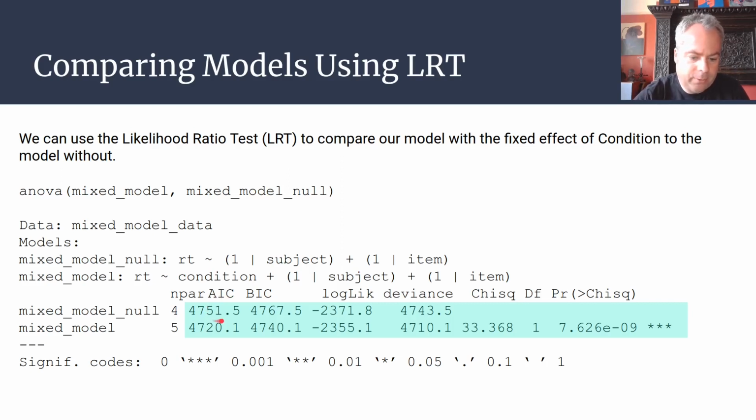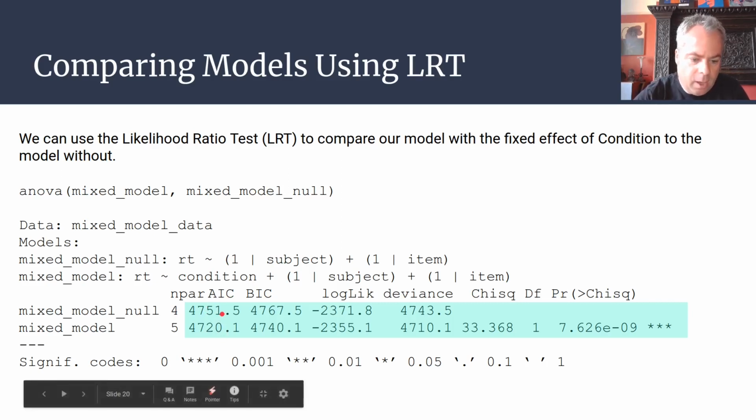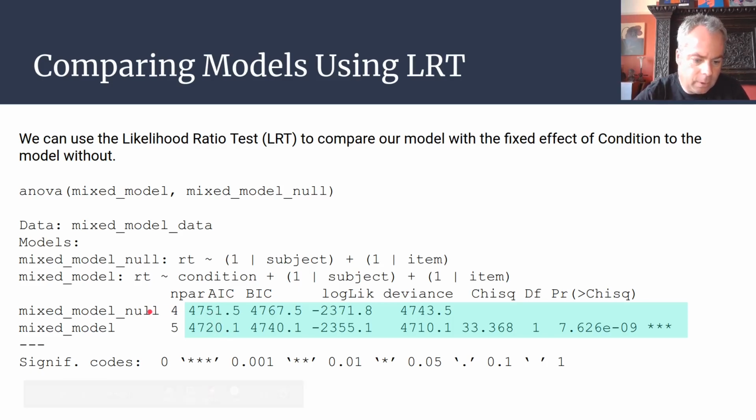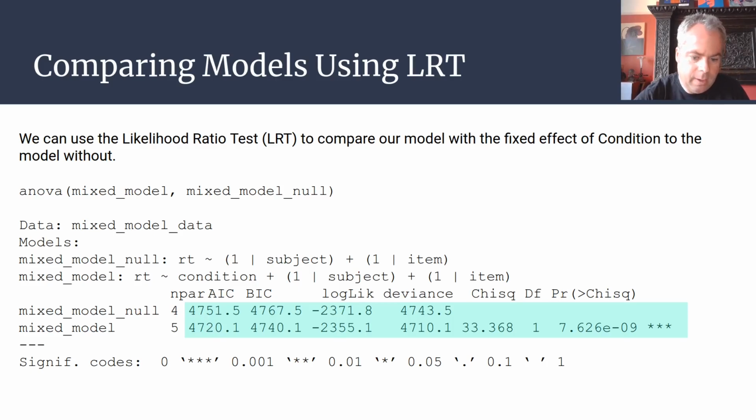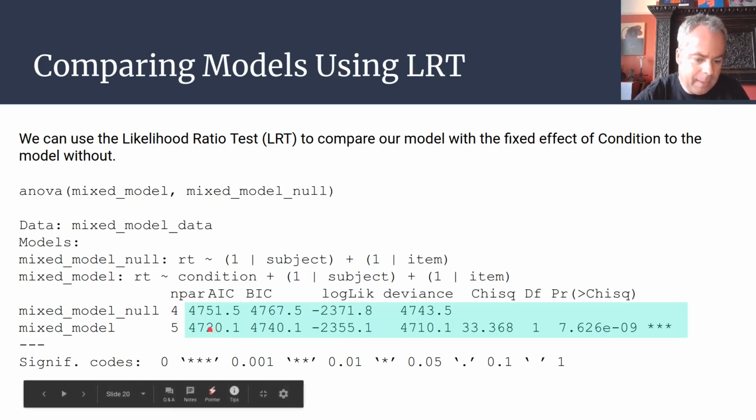So if we were to focus simply on AIC at this point, we can see the AIC value for our model that only has random effects is 4751. The AIC value for our model, which has got an additional fixed effect, is 4720. So on an AIC basis, the model with the fixed effect is better than the model with just the random effects. So fixed effects plus random effects is better than just random effects. And it's the same case on the BIC measure.